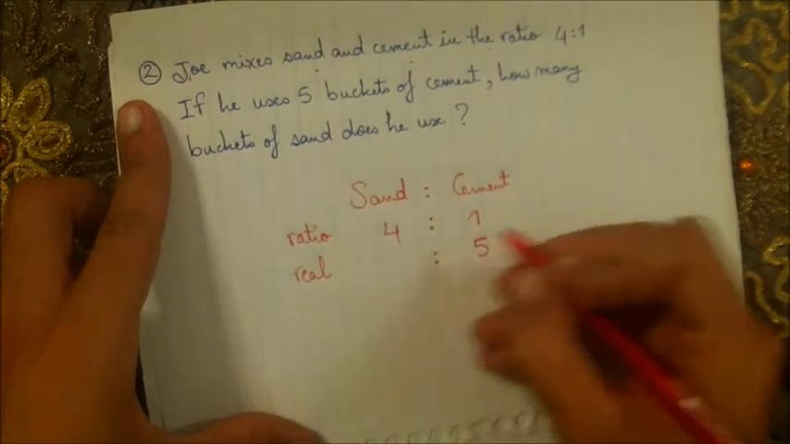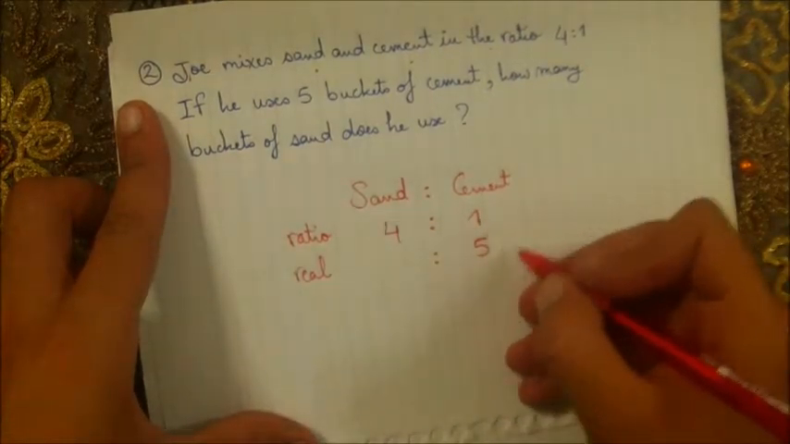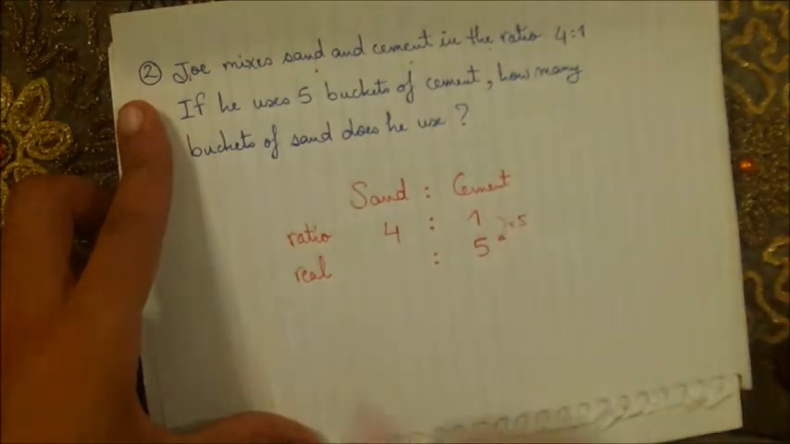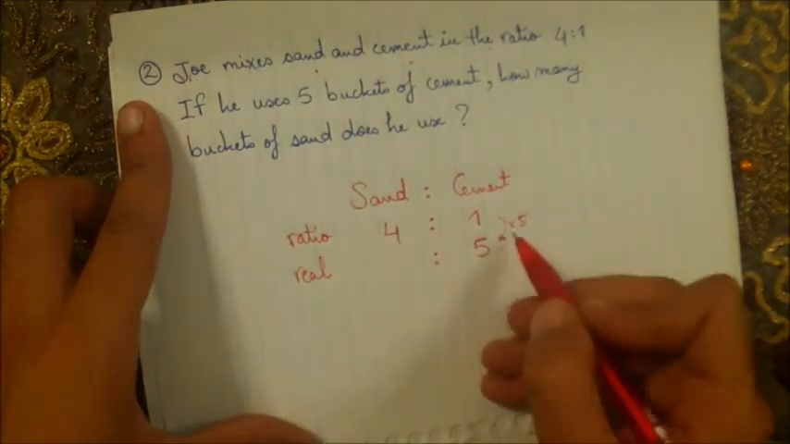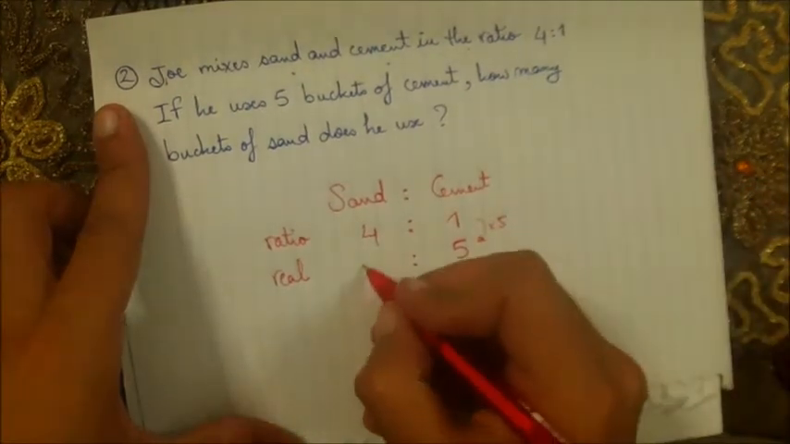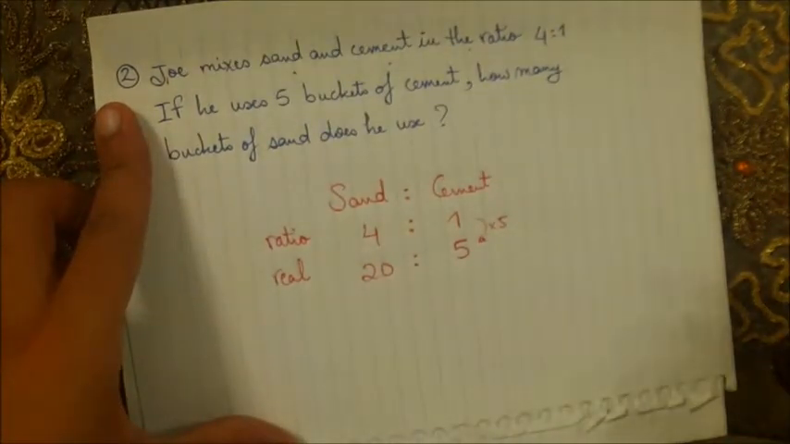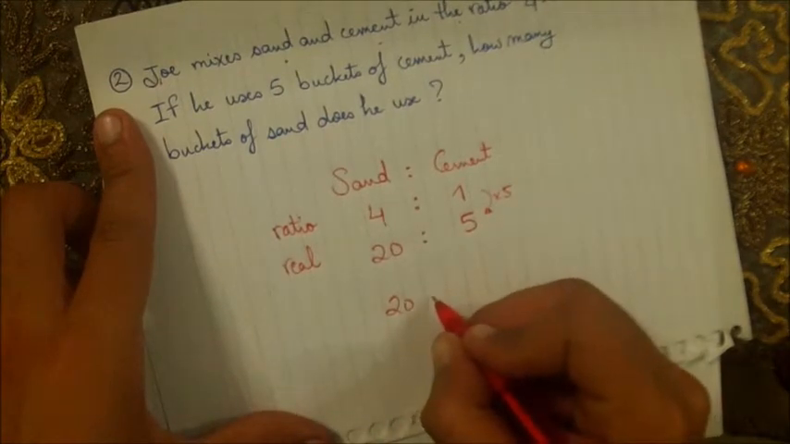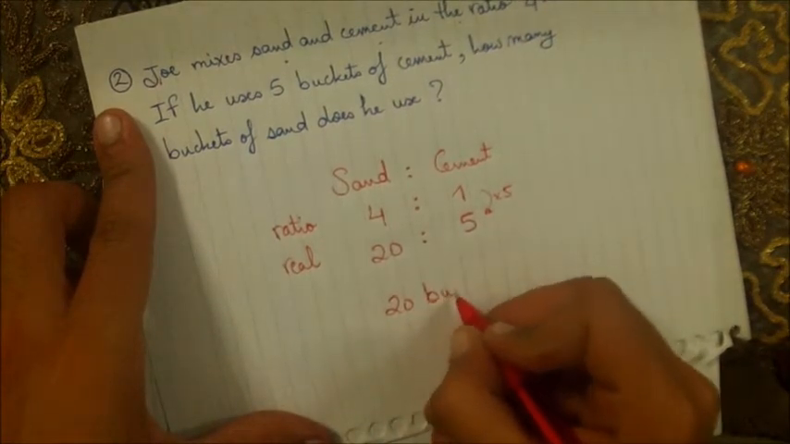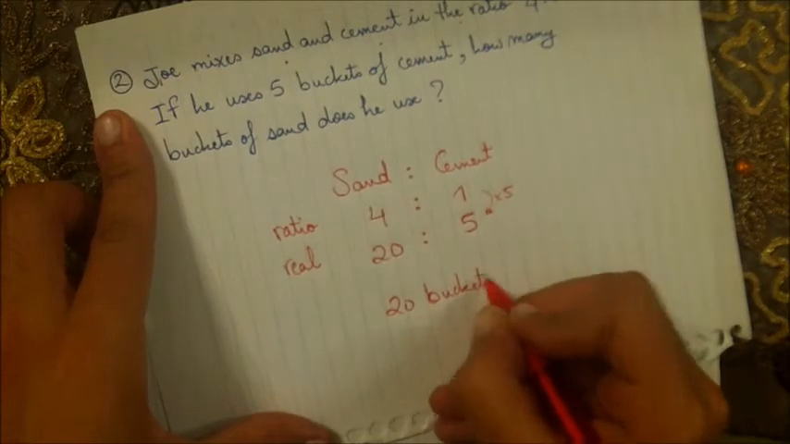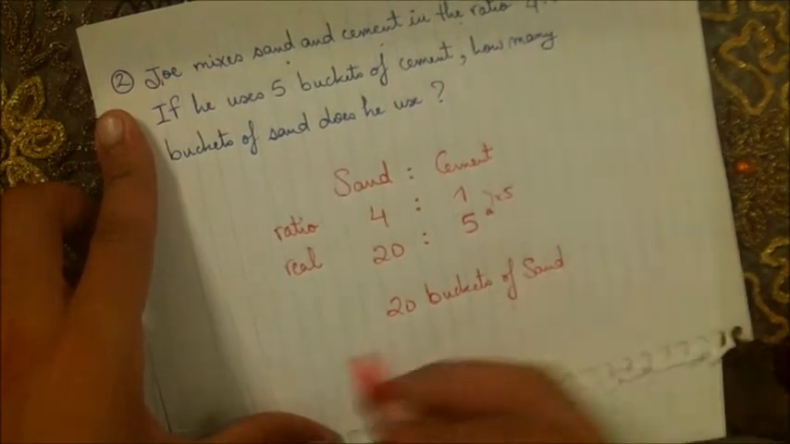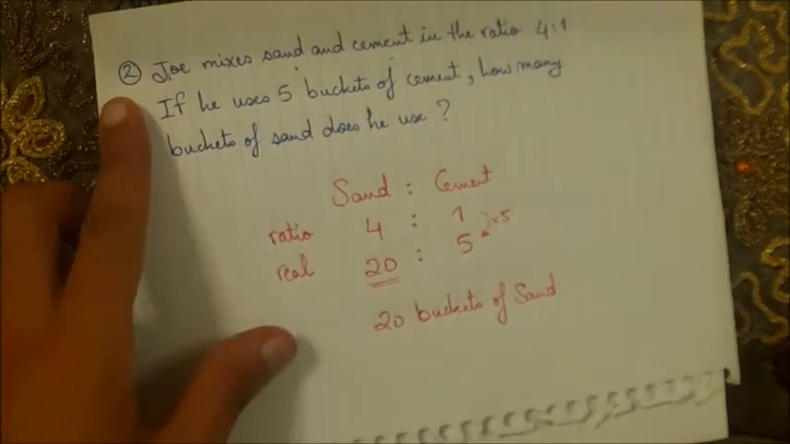And let's ask myself, 1 times what gave me 5? So 1 times 5 gives me 5. So I can multiply this 4 by 5 as well to get 20. And that is my answer. Okay, so the answer is 20 buckets of sand. That's what I'm searching for. Let's try one last question.